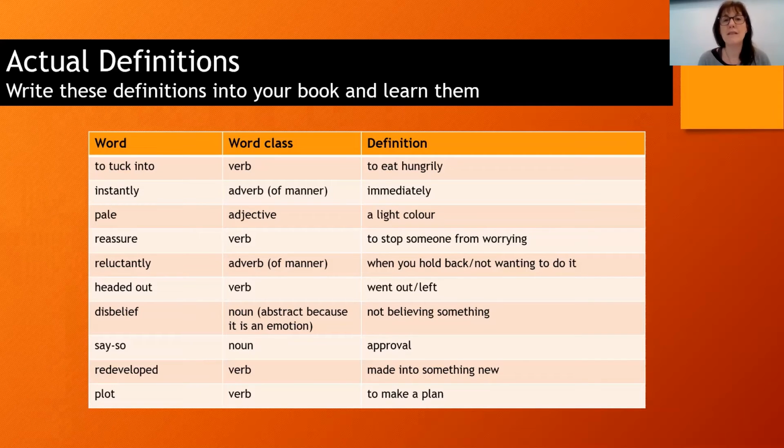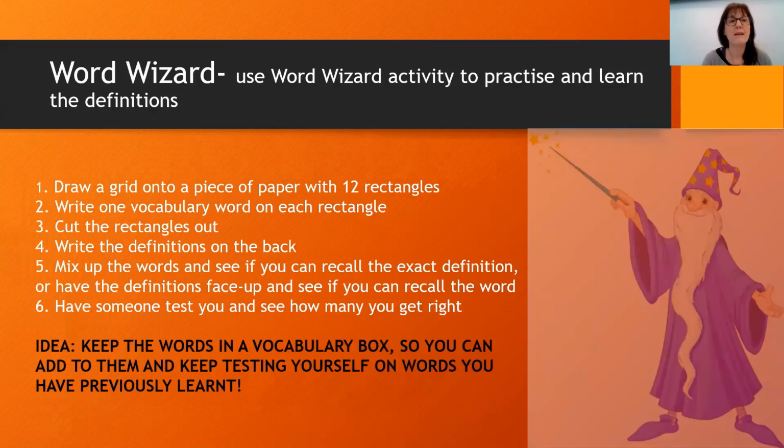Okay, write those definitions in your book and have a go at covering up the definition and seeing if you can remember what the word means. Okay, to help you practice and learn these definitions, we have an activity called Word Wizard, which I'd like you to do. So you need to draw a grid onto a piece of paper that has 12 rectangles.